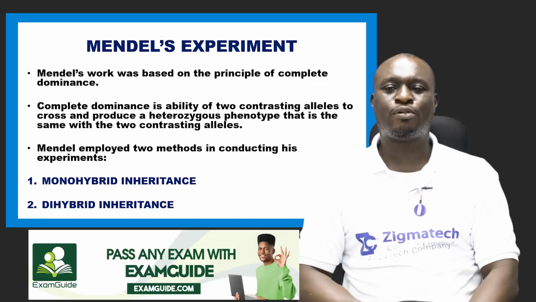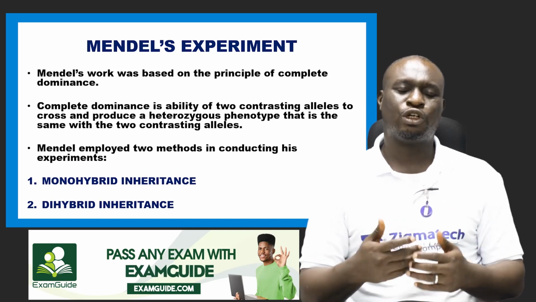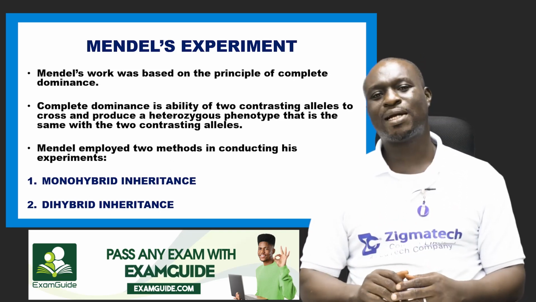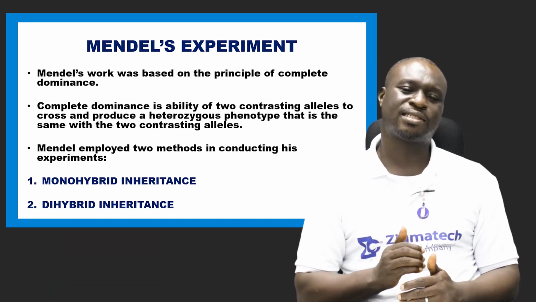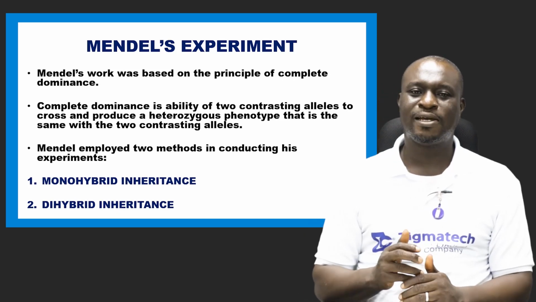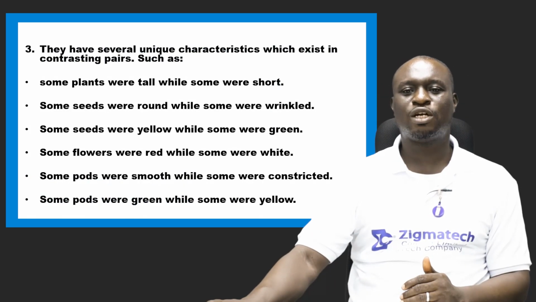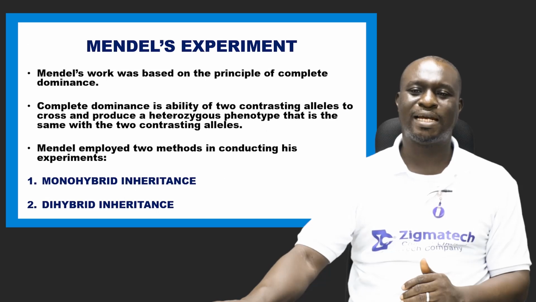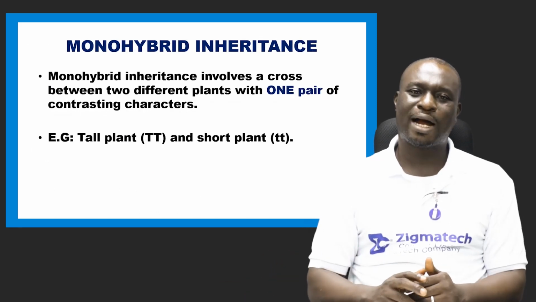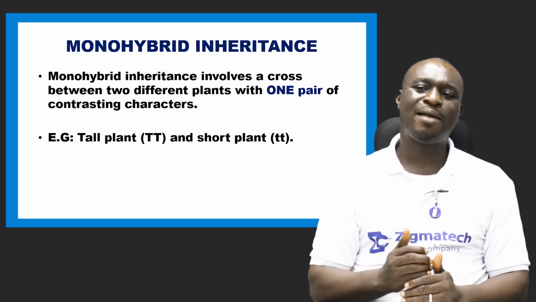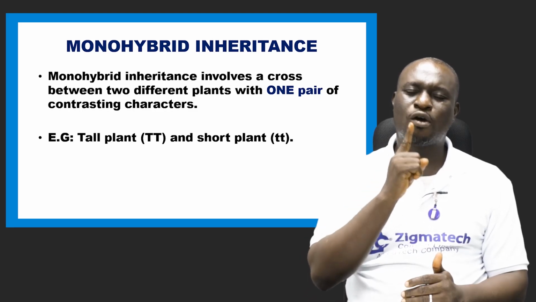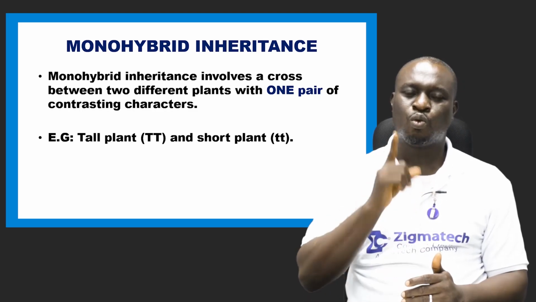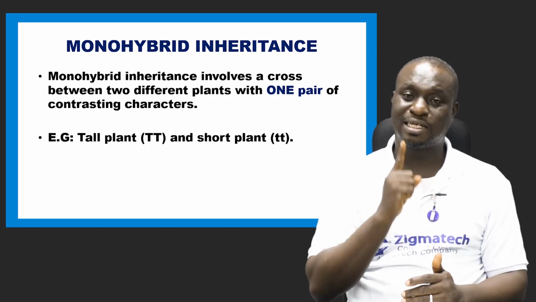Now, Mendel employed two methods in conducting his experiments. The first one was monohybrid inheritance, and the second one is called dihybrid inheritance. Now, quickly, let's take a look at monohybrid inheritance. What is monohybrid inheritance? Monohybrid inheritance involves a cross between two different plants with one pair of contrasting characters.